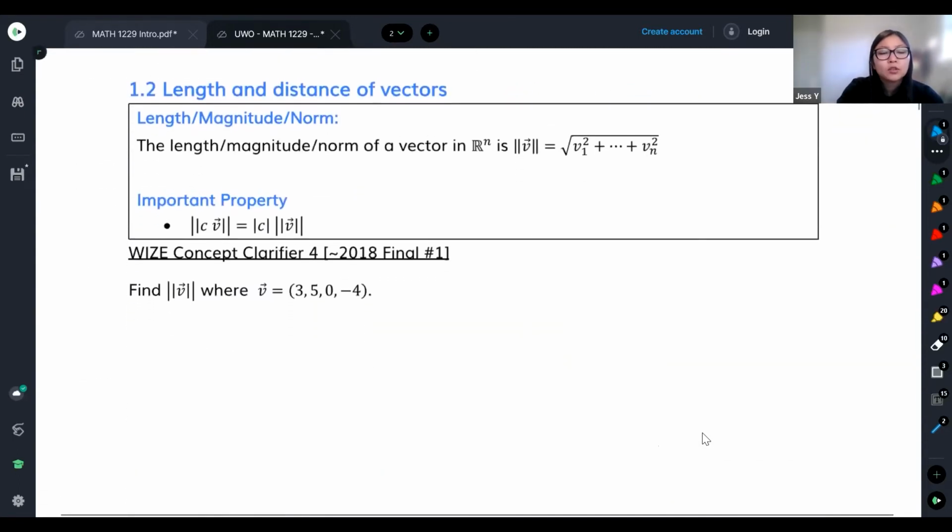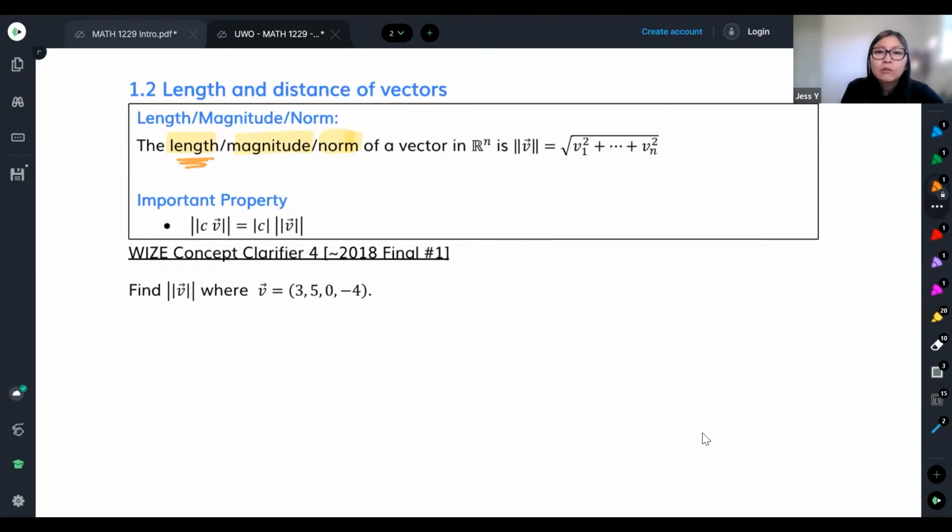Next up, section 1.2, we have a length or distance formula. Okay? Length, magnitude, or norm all mean the same thing. And if you look at your textbook, there's mention of all three, depending on your prof. Some of them will call them length, magnitude, or norm. But on the final exam, you're going to see the word length is the most popular. All right? But they all mean the same thing.